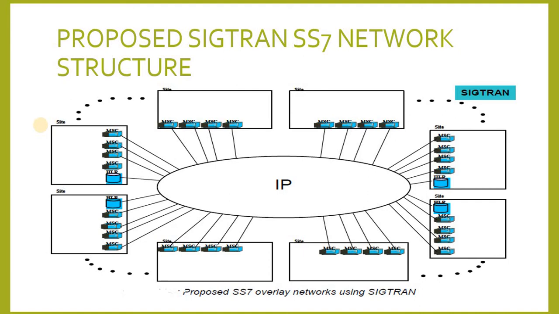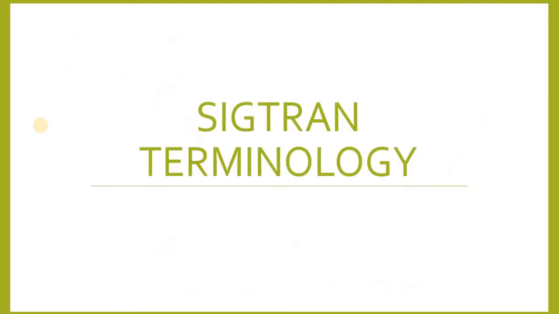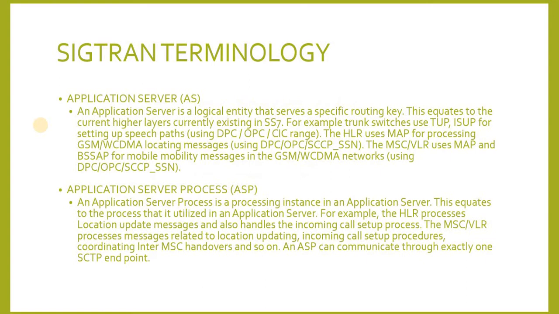In implementing this structure, the main advantage of SS7 over IP is that we utilize the same IP backbone that carries speech, circuit switch data and GPRS to implement signaling as well. SIGTRAN terminology. Application server. An application server is a logical entity that serves a specific routing key. This equates to the higher layers currently existing in SS7.